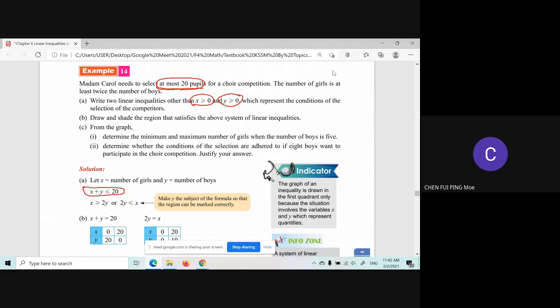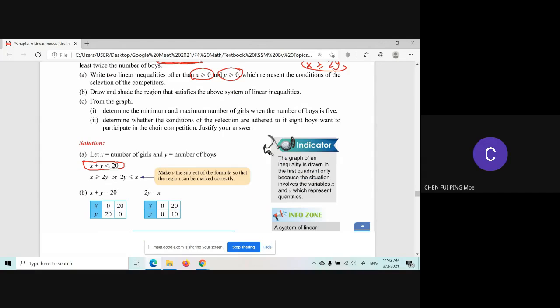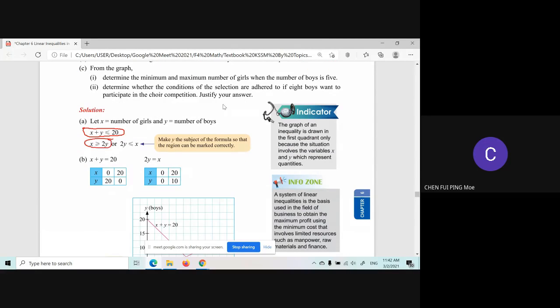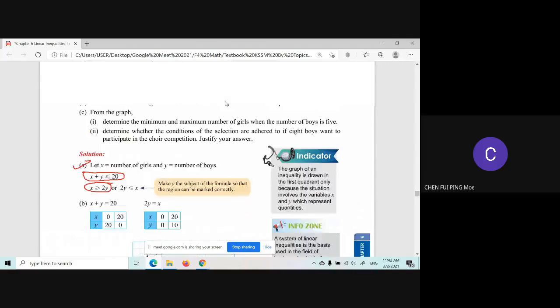The second inequality is this one. Number of girls, so X is at least, so greater than or equal to, twice the number of Y, greater than or equal to 2Y. So you can give this as the second inequality. So question A is already done.